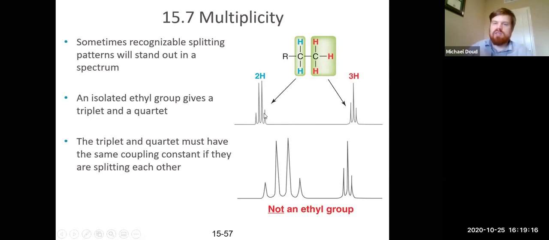Now, we can see that here as well because the coupling looks about the same, right? The distance between the peaks on the triplet looks about the same as the distance between the peaks on the quartet. On the other hand, if we have something that looks like this down here, clearly the distance between the peaks of the quartet is about twice as wide as the distance between the peaks of the triplet. This can't be an ethyl group, or at least the peaks that we see here can't be an ethyl group, because this coupling constant is different from this coupling constant here. So these aren't pushing on each other with the same force.